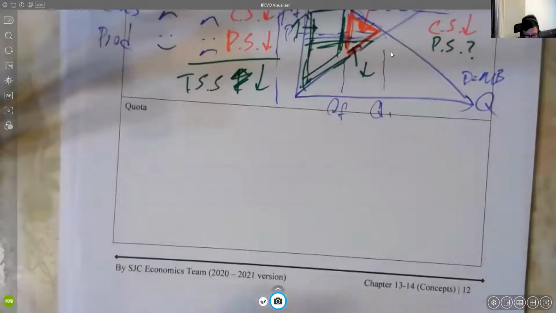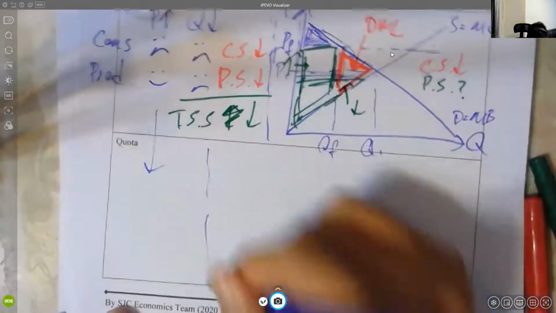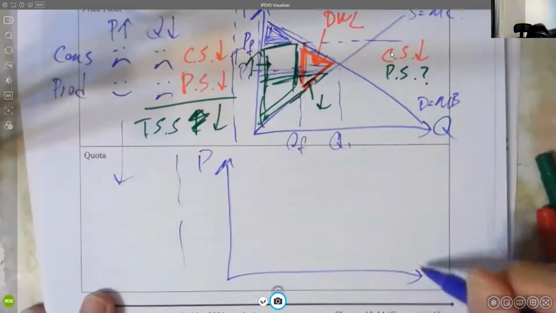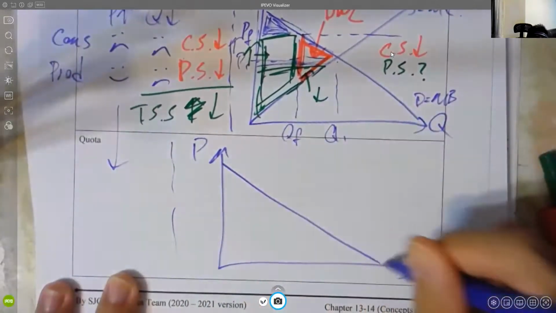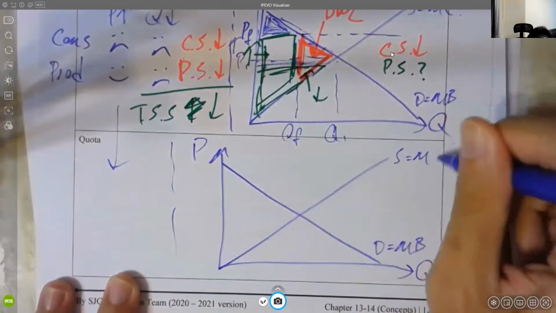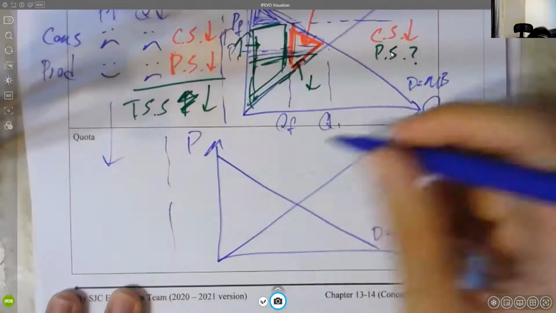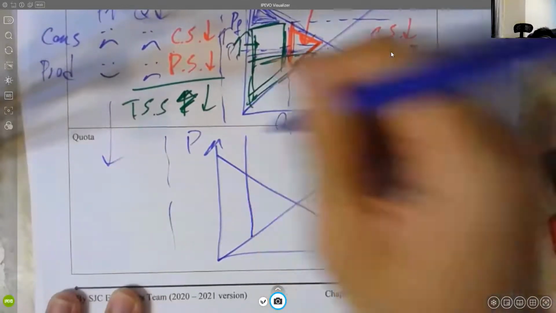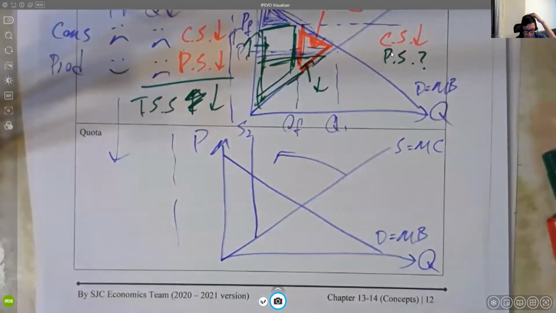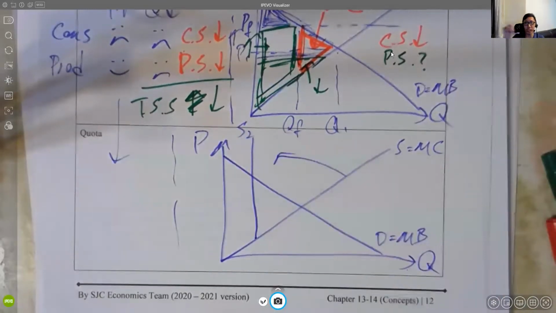Almost the same for quota. Basically, this whole logic, you can put it down here. Graph is also very similar. 差唔多嘅啫。Again, this is our D equals to MB. Then S equals to MC. Now remember, a quota would kink the supply curve right here. We call this S2, but do not call it MC2, okay? Because part of it would not be MC. We talk about the vertical part, it should become 0 after that.